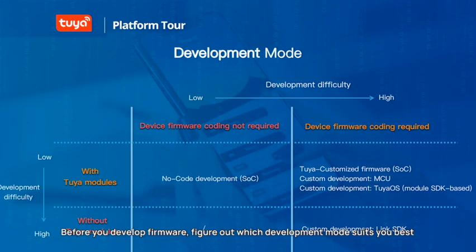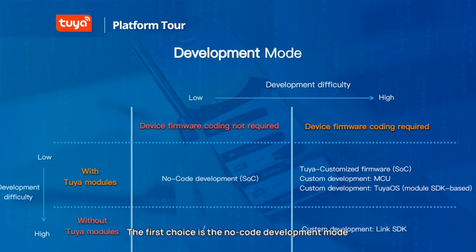Before you develop a firmware, figure out which development mode suits you best. Here is the matrix for selecting a development mode. If you want to embed chips and modules in a product, select a development mode by performing the following steps. First, estimate whether your product can be embedded with Tuya modules. If your product can be embedded with Tuya modules, select a development mode based on your firmware coding capability. The first choice is the no-code development mode. In this mode, you can use Tuya modules and firmware directly, with no firmware coding required.